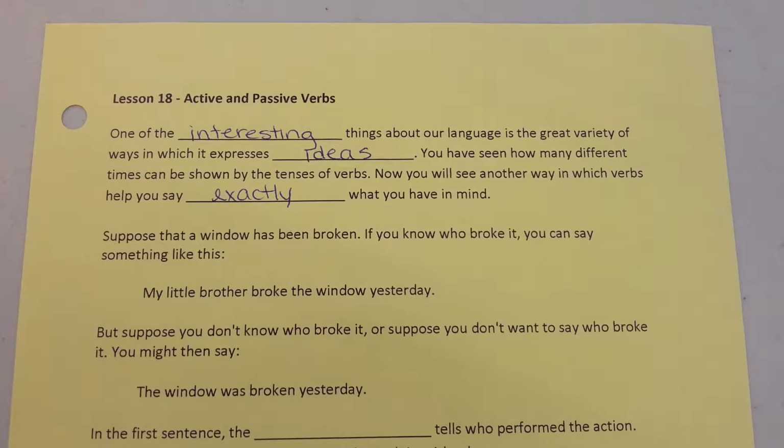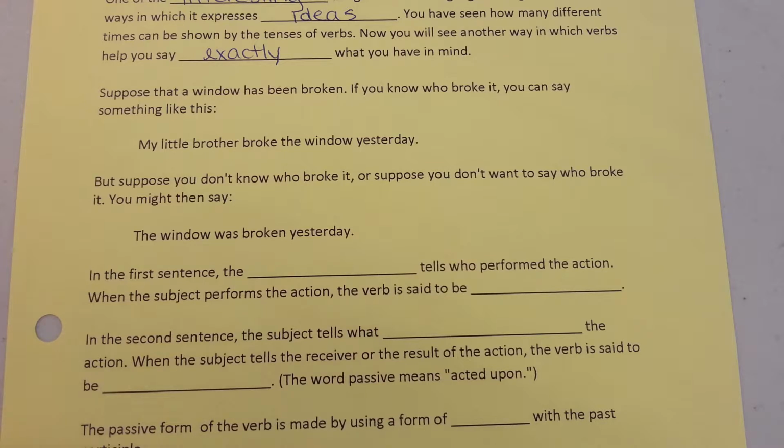Suppose that a window has been broken. If you know who broke it, you can say something like this: "My little brother broke the window yesterday." But suppose you don't know who broke it, or suppose you don't want to say who broke it, then you might say, "The window was broken yesterday."